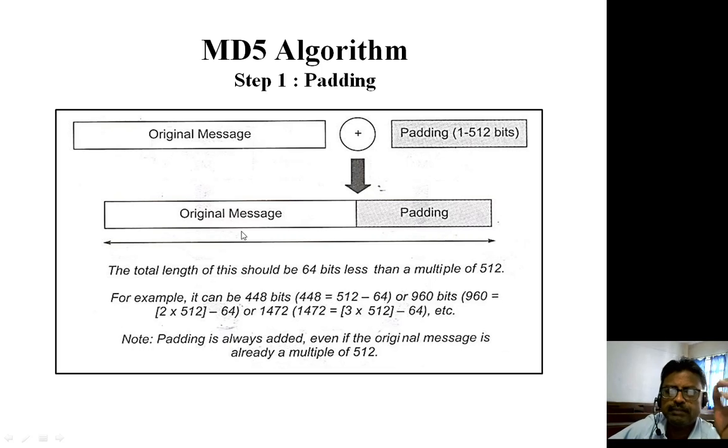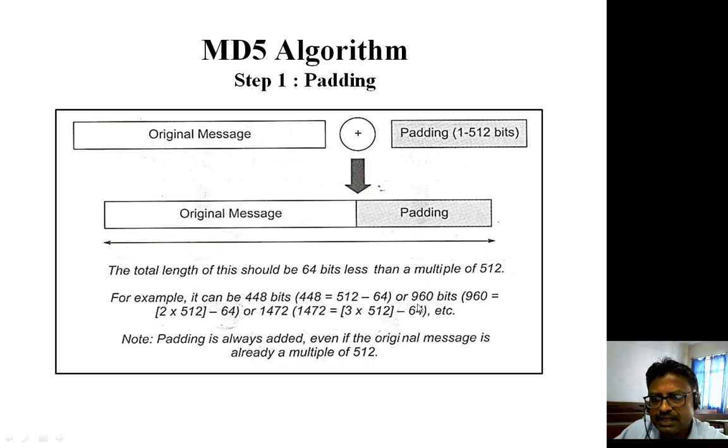Suppose the original message is of the size of 400-bit. If the original message is of the size of 400-bit, we have to do the padding. And how many bits will be padded? It will be padded in such a way that it is 64-bit less than 512, and 64-bit less than 512 is 448. So if the message size is 400 bits, we will add padding of 48-bit.